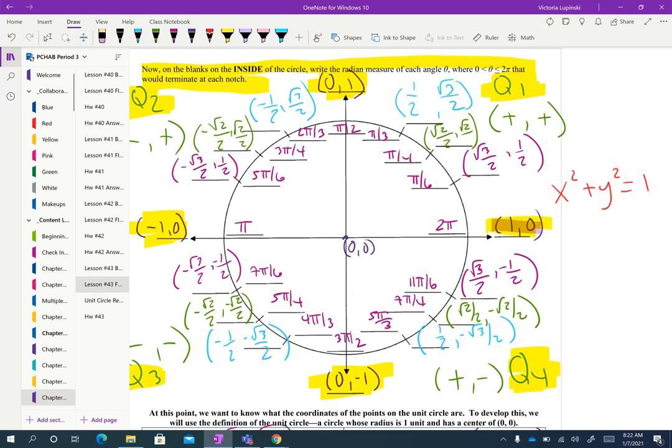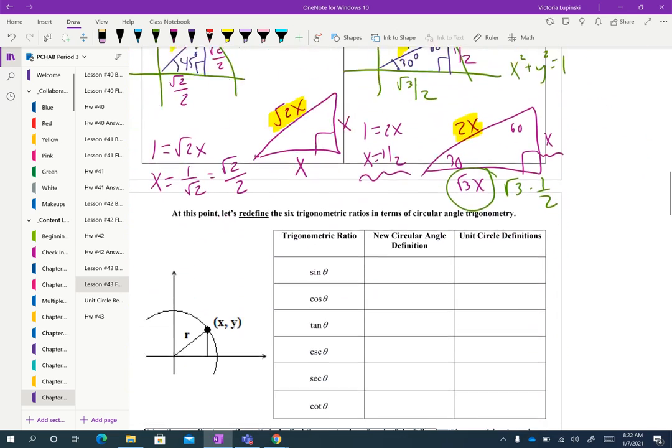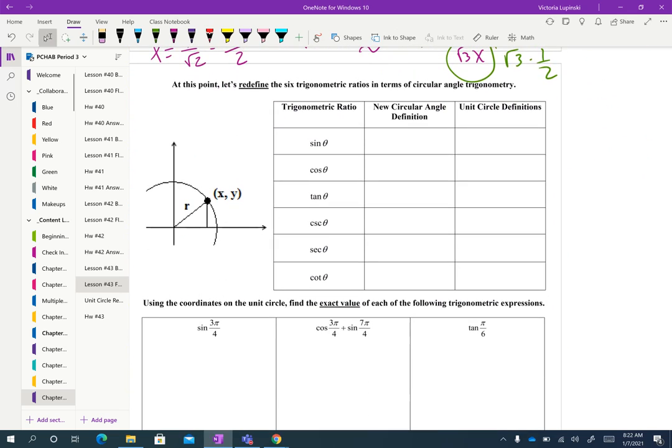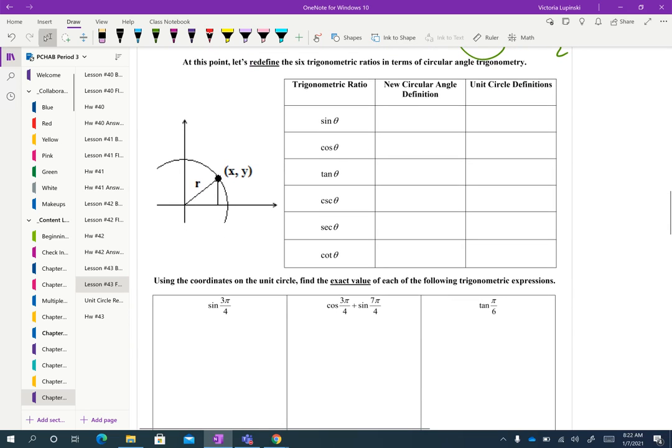Okay. All right. So now that we've developed those values, let's go back and talk about what we can do with them. So we're now on the 3rd page of the notes. Notice that over here on the left-hand side, I have for you again some circle with some radius, which intersects the circle at the point x comma y. We already know sine, cosine, tangent, cosecant, secant, and cotangent in terms of opposite, hypotenuse, and adjacent. Now we are going to redefine them in terms of being on a circle.